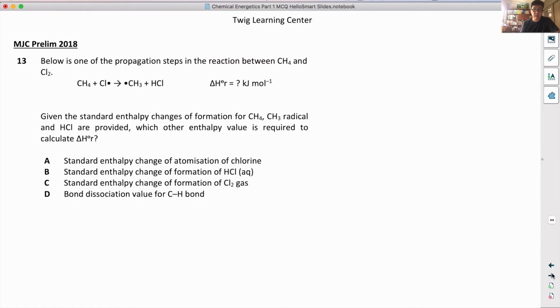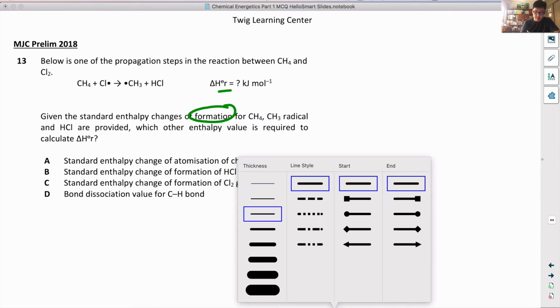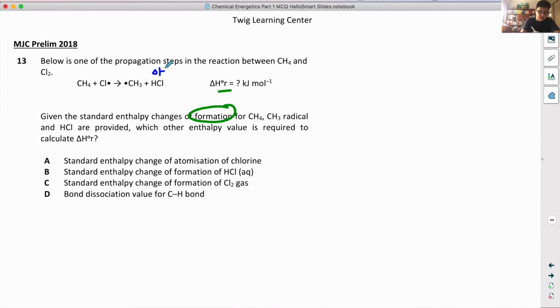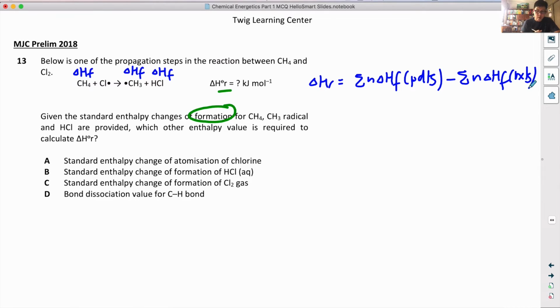Given the standard enthalpy change of formation for CH4, CH3 radical and HCl provided, which other enthalpy is required for the calculation of this? You notice all the data given is formation. They give you formation of HCl, formation of CH4, and formation of this. So we try to apply the formula: enthalpy of reaction is summation of formation of products minus summation of formation of the reactants. So all we need is the formation of Cl atom.